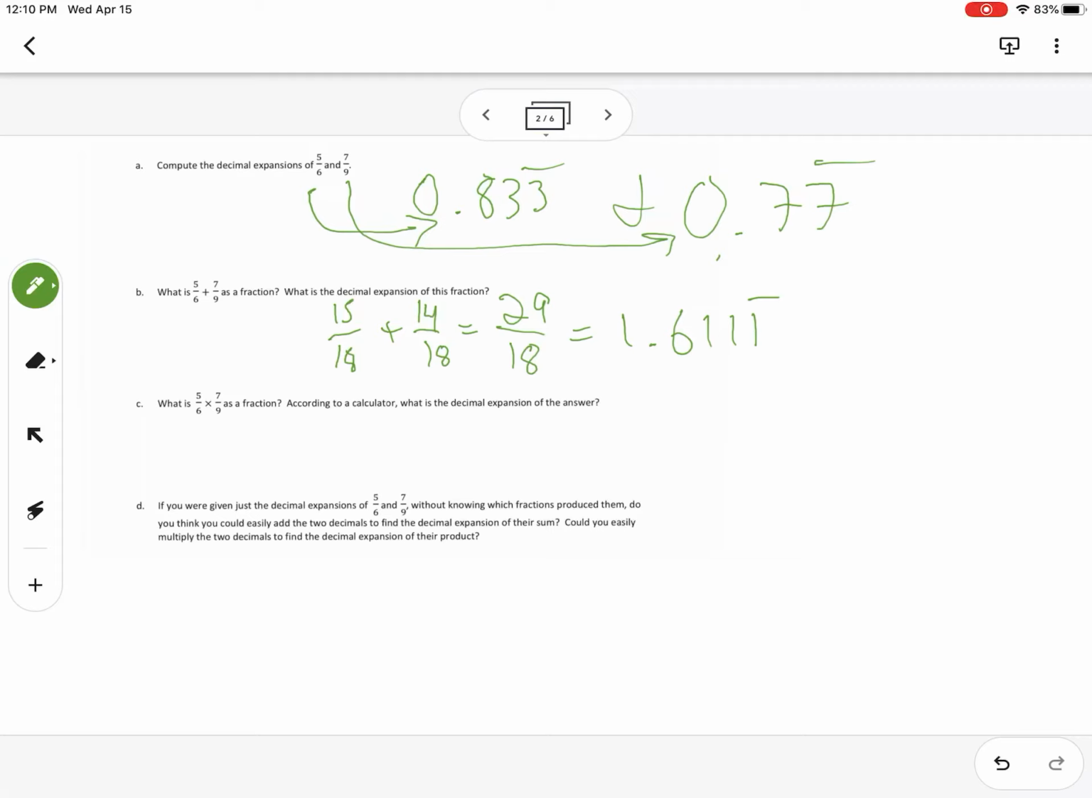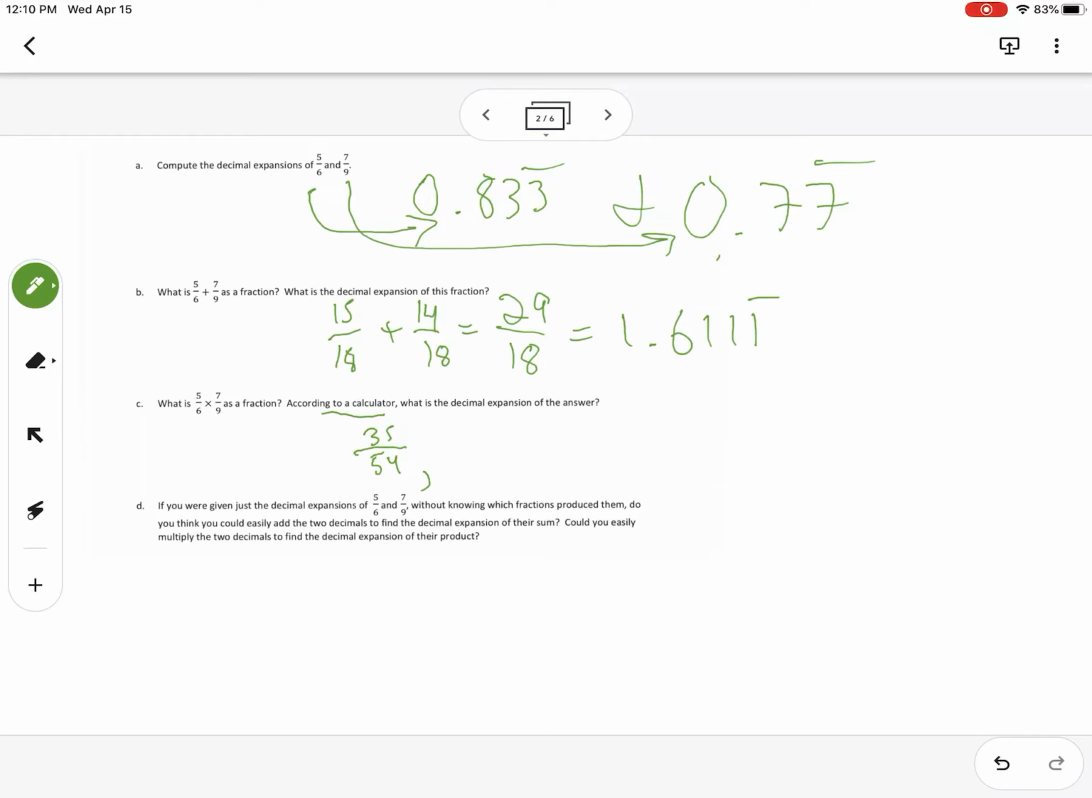Now, that first part, to multiply fractions, it's literally the numerator times the numerator. So 5 times 7 is 35. And then the denominator times the denominator. 6 times 9 is 54. Once I get that answer, it says, according to your calculator, what's the decimal expansion? So they are asking, what is 35 divided by 54?